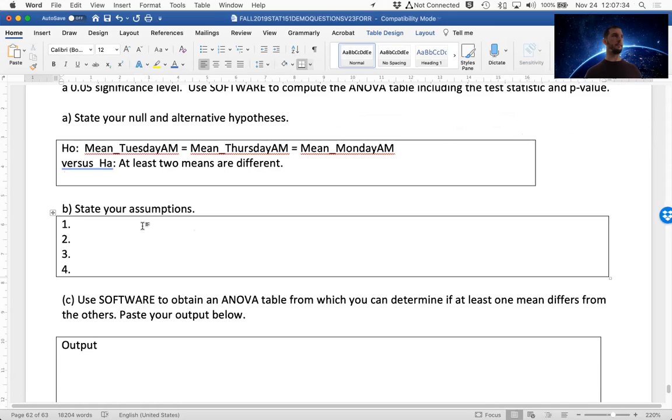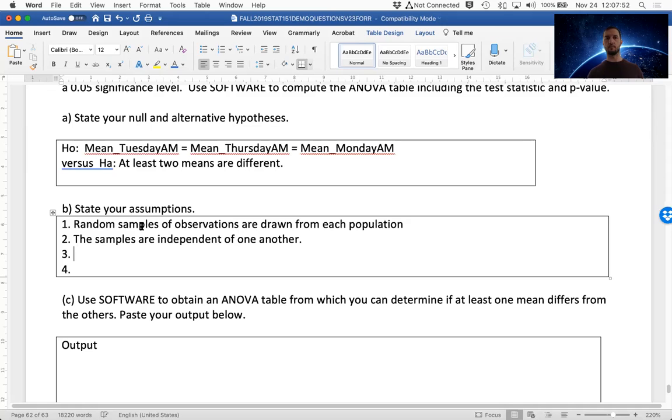All right, so we have random samples of observations drawn from each population. The samples are independent of one another, so kind of like an extension of an independent 2-sample t-test. The populations are normally distributed, and 4, the populations have equal variance.